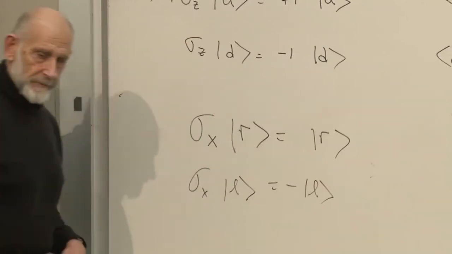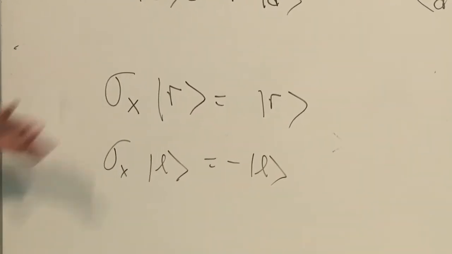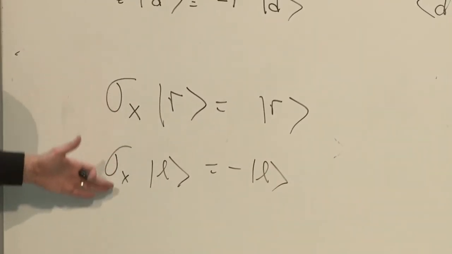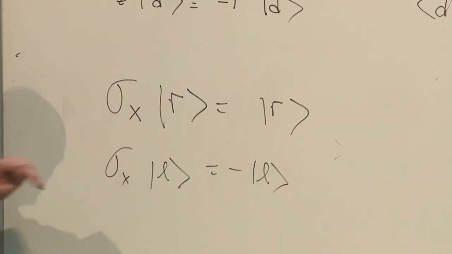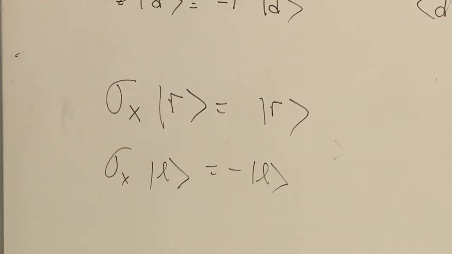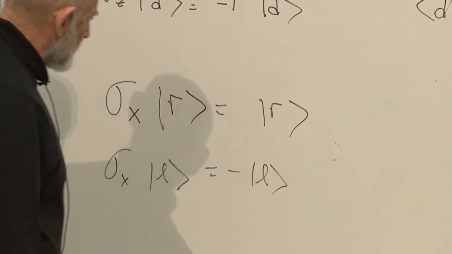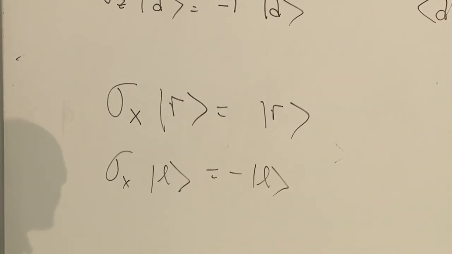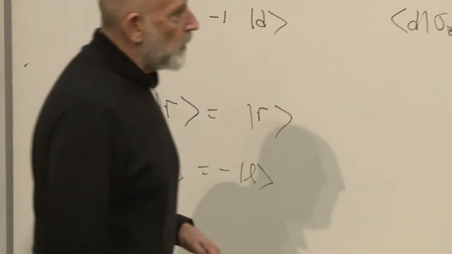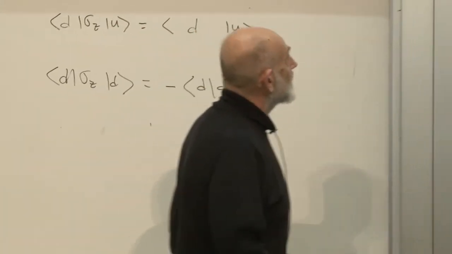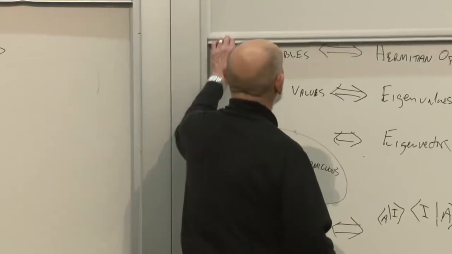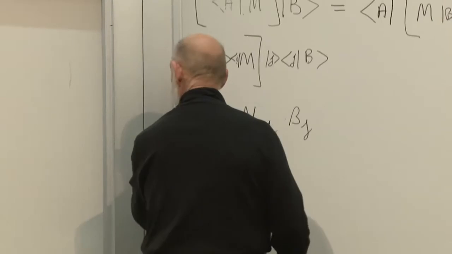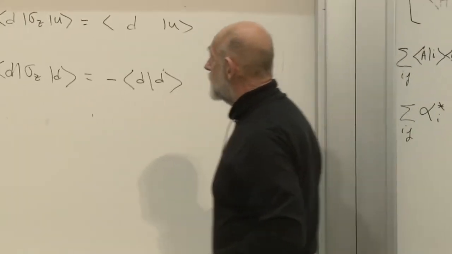Equals minus left. Those are the two possible values that sigma x can take on. Left and right are the eigenvectors, in other words, the states in which sigma x has definite values, +1 and -1. And this is what I know about sigma x. But I want to find its matrix elements in the up-down basis. So what I really want then, let's come over to here and see if we can compute in the same basis.